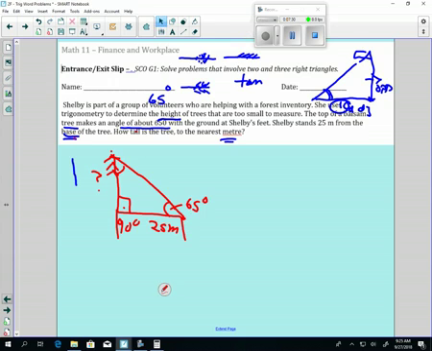Now we have to determine which trig ratio to use. Well, our reference angle is here. That means this side is the opposite. This is our right angle. That's opposite the hypotenuse. The side opposite the right angle is the hypotenuse. And we're given the side which is adjacent.